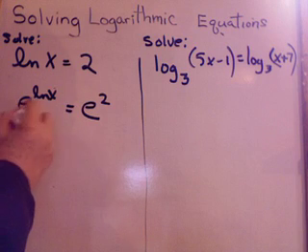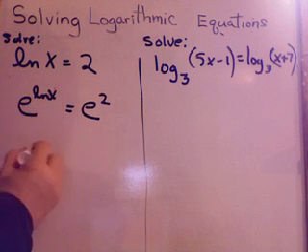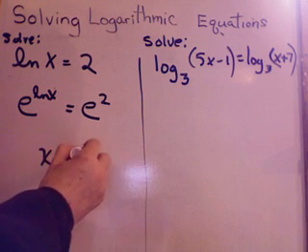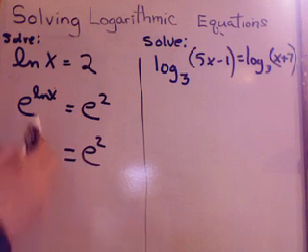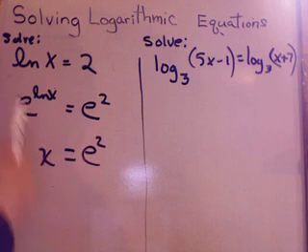I know that e to the ln x is defined as x. So x equals e squared. And at this point, you can just use your calculator to figure out each side. This property is called the inverse property, in case you couldn't remember it.